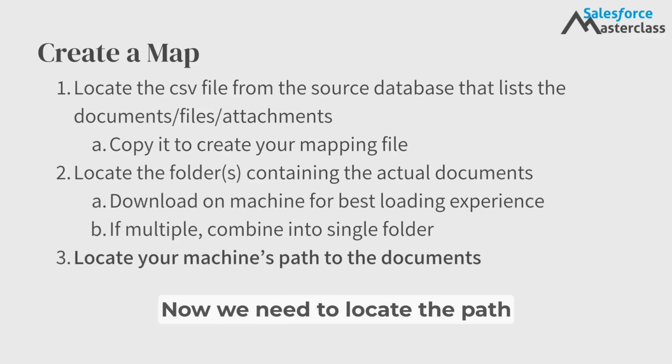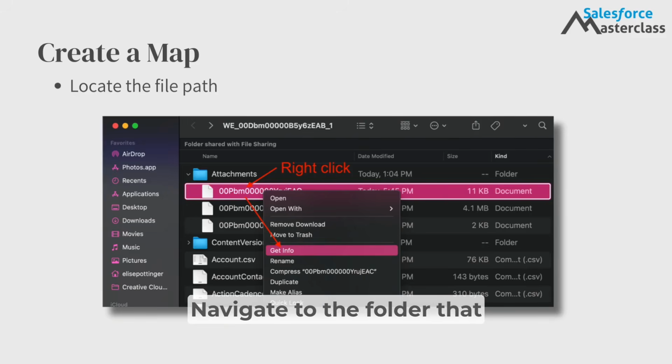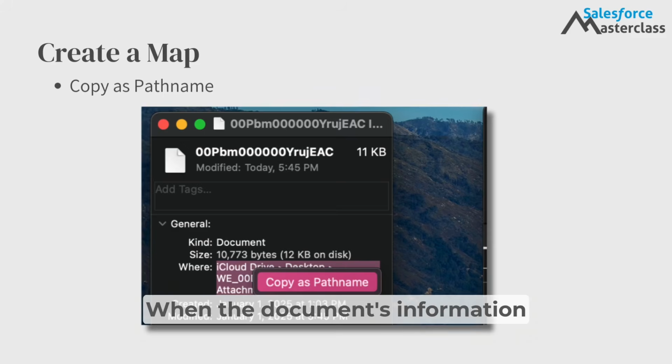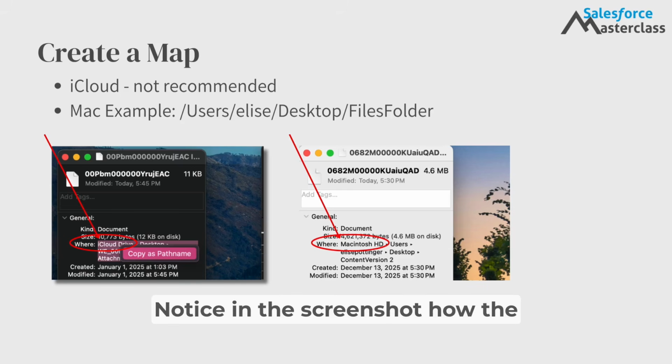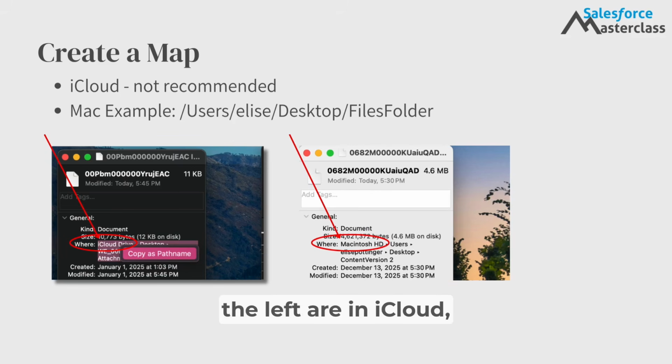Now we need to locate the path to the files folder. Navigate to the folder that contains the files and right-click on one of the files to see Get Info. When the document's information page pops up, double-click on the text by where and click Copy as Path Name. As you can tell, I'm a Mac user. When files are sitting in a folder on iCloud, I get path errors, so I make sure to put them on the hard drive. Notice in the screenshot how the documents in the folder on the left are in iCloud compared to the folder on the right, which is on the hard drive.